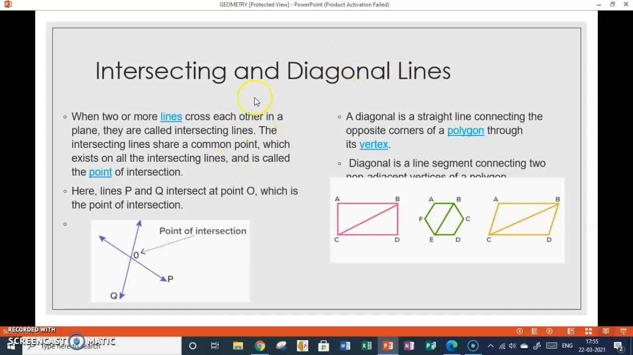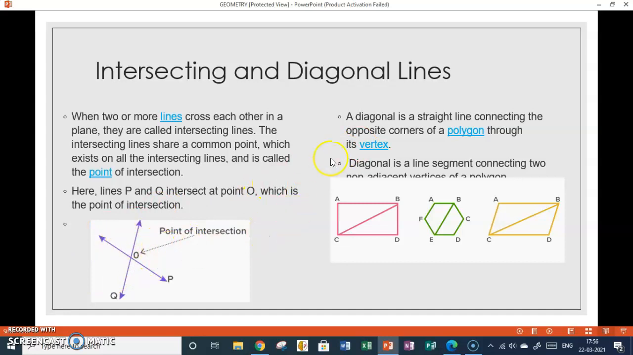Intersecting and diagonal lines. When two or more lines cross each other in a plane, they are called intersecting lines. The intersecting lines share a common point which exists on all intersecting lines, and is called the point of intersection. Here, lines P and Q intersect at point O, which is the point of intersection.